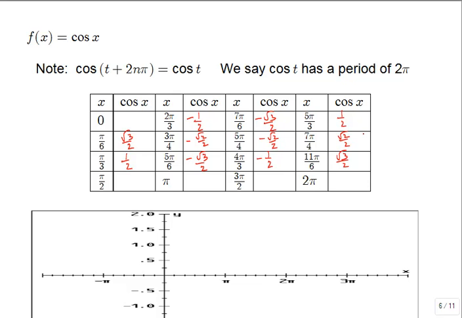And then for our quadrant angles, cosine of 0, the x value of 0 is actually 1, because we're on that x-axis at 1, 0. Cosine of 90 degrees is 0. Cosine of pi is negative 1. Cosine of 270, or 3 pi over 2, is back to 0. And cosine of 2 pi is back to 1. So that all comes from that unit circle.